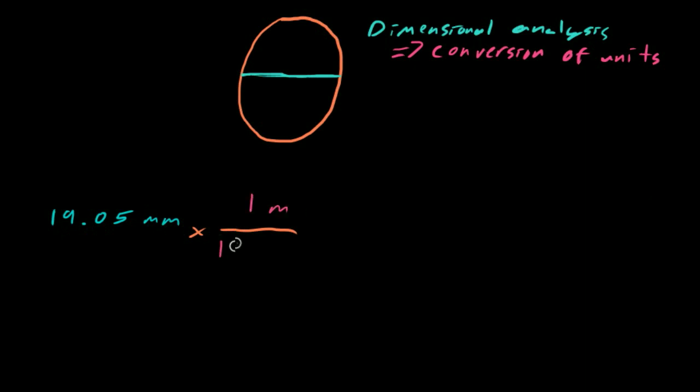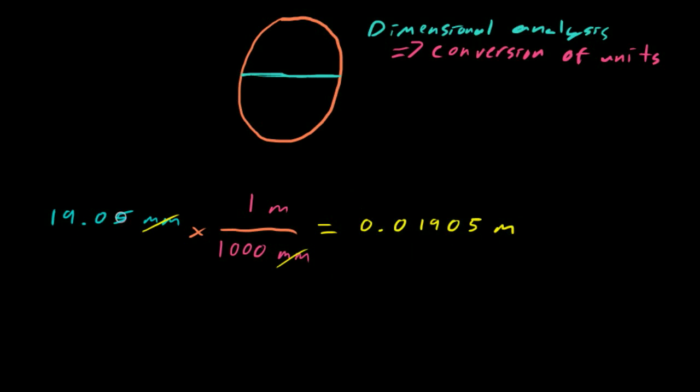If I want to convert this into meters, I can say that 1 meter is equal to 1,000 millimeters. This is the same quantity. If I have 1 meter, that's the same amount of length, the same distance as 1,000 millimeters. If I complete this operation, the very first thing that happens is that the units, millimeters, cancel with each other. Then we have 19.05, which we divide by 1,000. That's a pretty easy calculation, and I think we did this in the last video. That gives us 0.01905 meters.